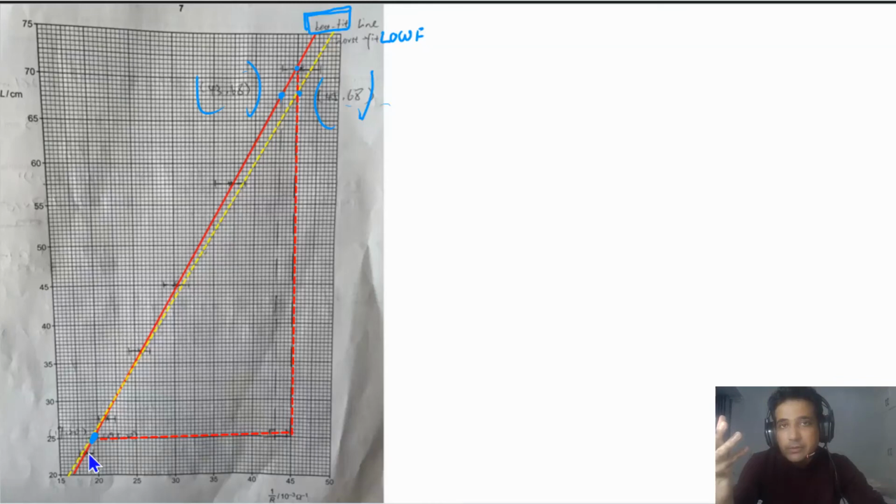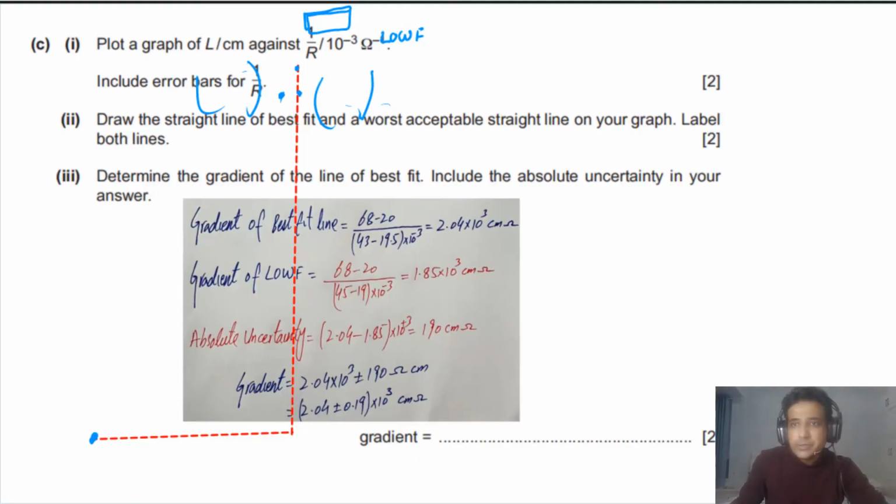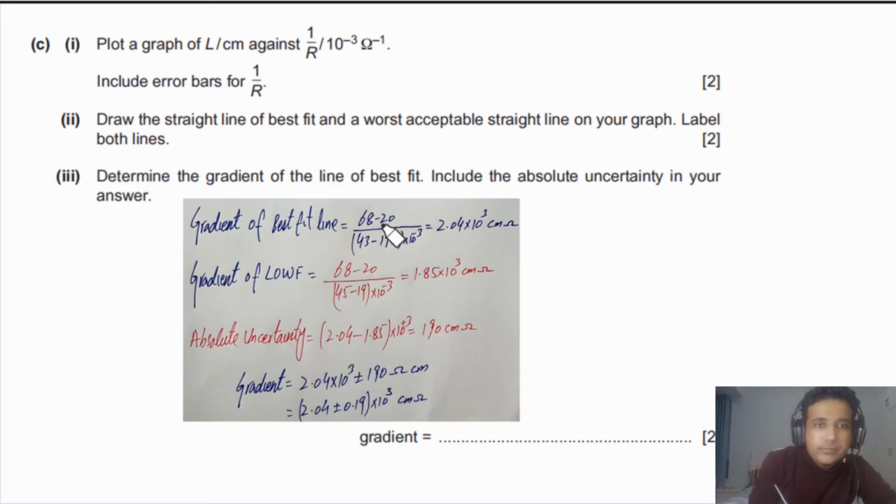Now if we go back, let me show you how I have calculated the gradient. So this is how I have calculated this gradient. In this case, you can see the gradient of the best fit line. I have taken these coordinates. You can go to the graph, you can see. And the unit is important, because the unit for L is centimeters. So you can calculate the best fit line, the worst fit line, and the absolute uncertainty.